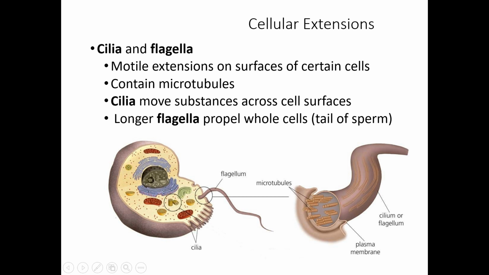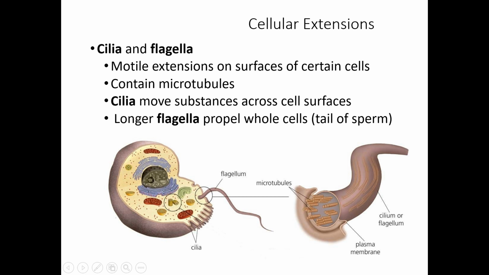Many cells, not all but many, have extensions going out from them, out of the cell. Those cellular extensions are cilia and flagella, and both of them contain microtubules inside of them, but they are different in numbers and in size. Cilia move substances across cell membrane. Cilia are numerous and they are relatively small.